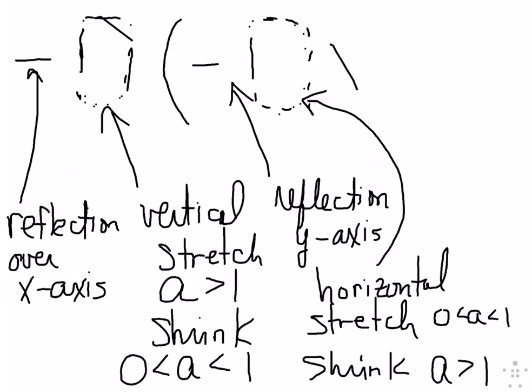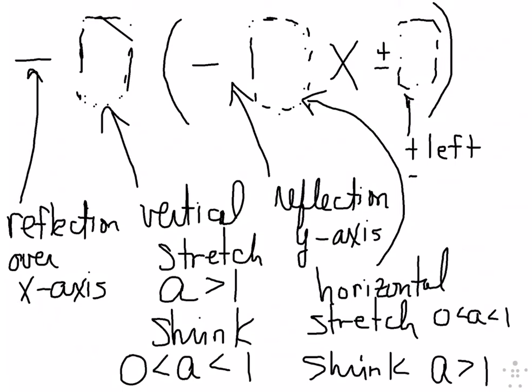Then you'll have a variable. Most times we use x. That does not mean times, not in algebra. Okay. Then you could have a plus or a minus and then a number. A plus or a minus on the inside. A plus goes left and a minus goes right. That is the shifting part.